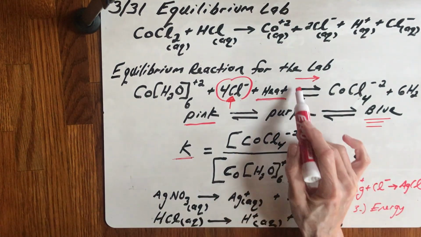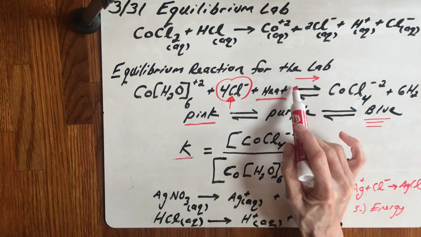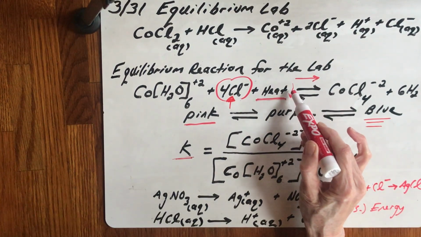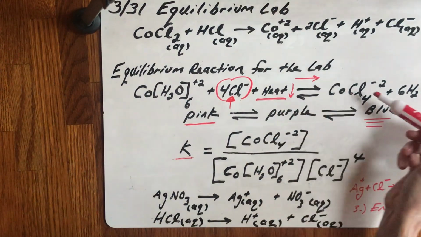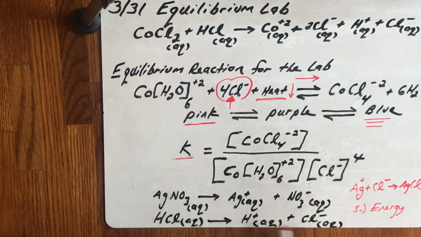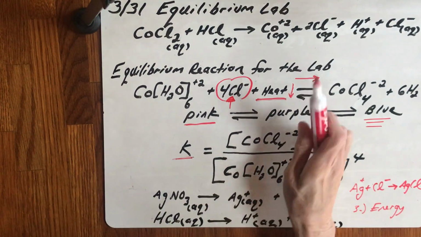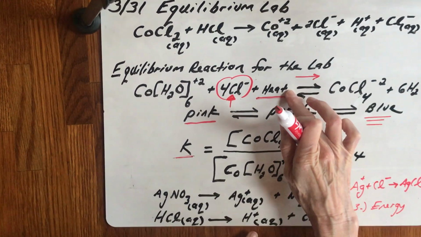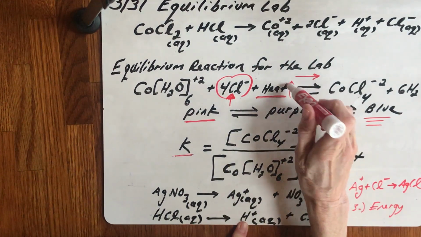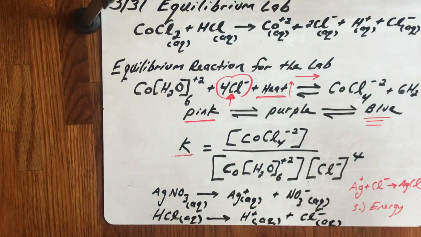But what you should see is that since it is an endothermic reaction, as you drop the temperature, so you're decreasing the heat, it's going to shift over here to make up for that deficit. And then if you increase the heat, just the opposite would happen, and it would shift over to the right. And when it shifts to the right, it's going to turn blue.